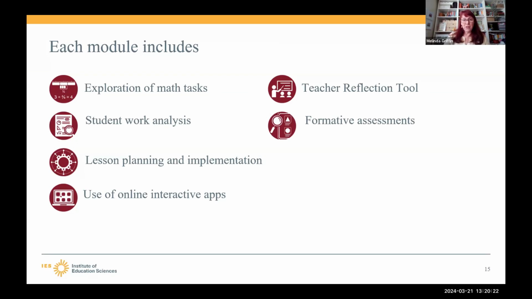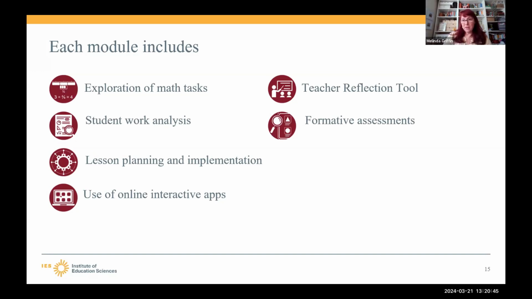Each of the modules that you find in the toolkit include the same things. So each module has an exploration of math tasks included. There's some student work analysis. There's lesson planning and implementation guidance. There's a use of online interactive apps. And we also include a teacher reflection tool and formative assessments that can be used with students as well.